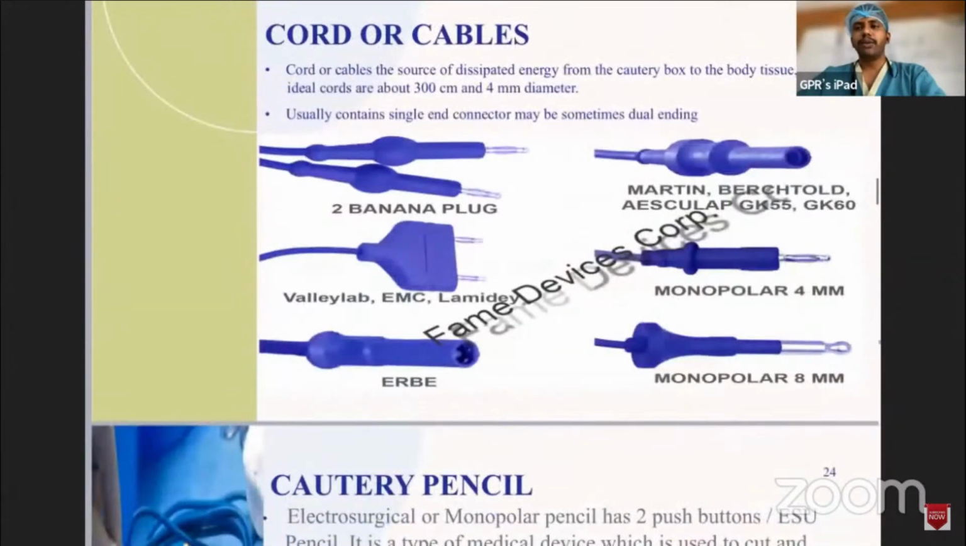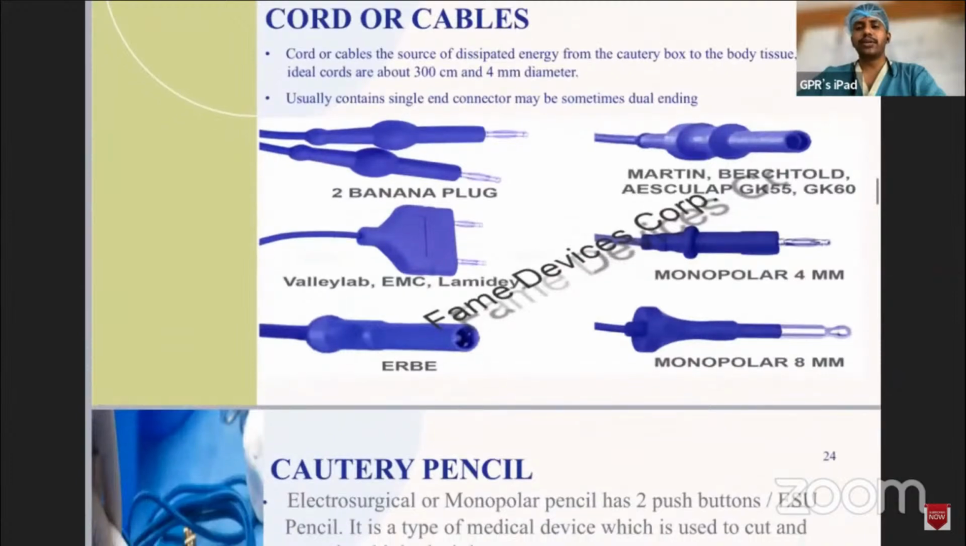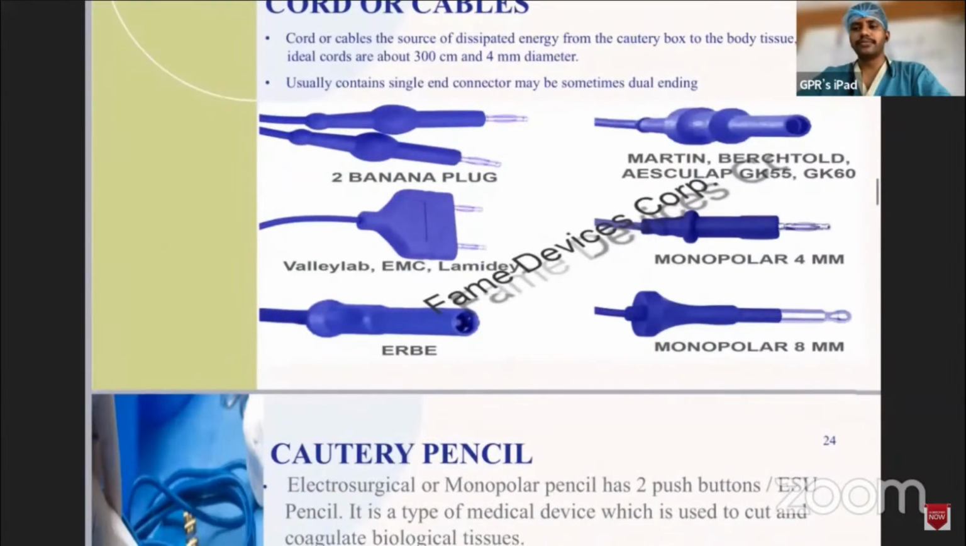These are different types of cable. What we use, its usual length is around 300 centimeters, which is more than enough to run on the patient, and its diameter is 4 millimeters. The two plugs in the left corner are always the bipolar unit, and a single one is the monopolar unit. The one in the lower left is the bipolar endo unit, and the one in the top on the right is the endo cutting unit.